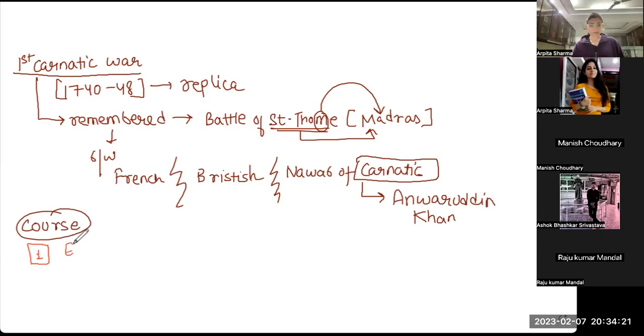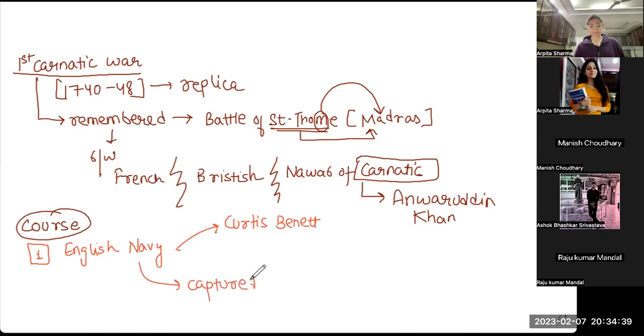Same way here, the English, that is the Britishers, the English Navy, and this English Navy was under whose command? Under the commandership of, write it down, Curtis Bennett. Under the commandership of Curtis Bennett, what did they do? They captured the French ships. They seized or captured the French ships.